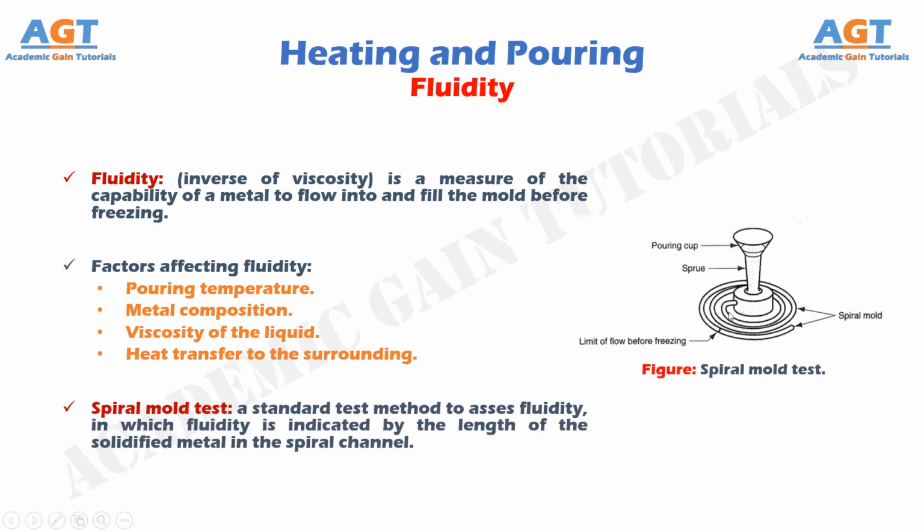Spiral mold test. As we can see in this figure, the spiral mold test is a standard test method to assess fluidity, in which fluidity is indicated by the length of the solidified metal in the spiral channel.